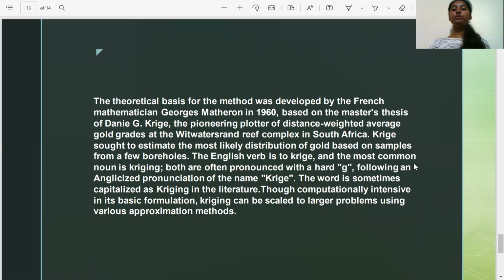Computationally intensive in its basic formulation, kriging can be scaled to larger problems using various approximation methods.